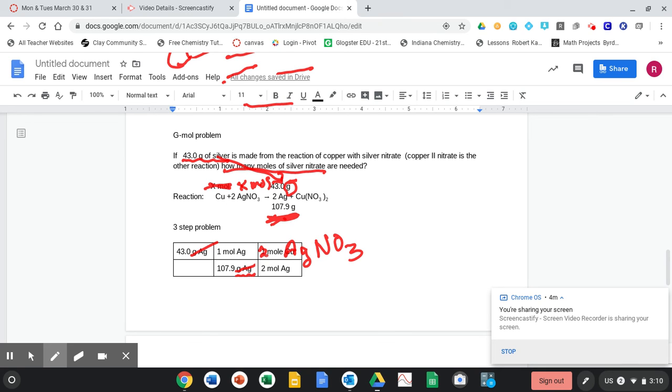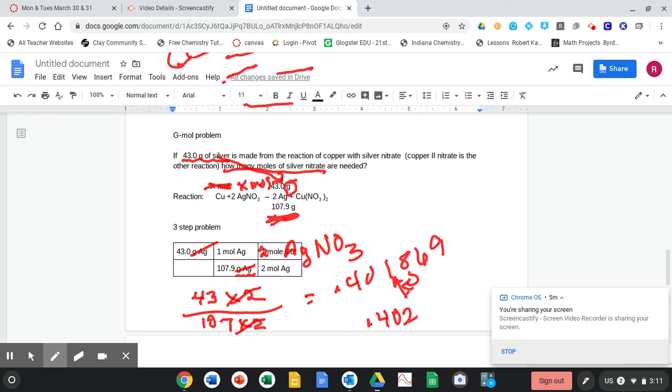So to calculate this, I am going to take 43 times 2 and divide this by 107 times 2. Well, I can just cross out the times 2's because I know 2 over 2 is 1. So I'm going to take 43 divided by 107. My 43 is actually 43.0, so I have 3 sigs working in the problem. And I get a calculator answer of 0.4018..., so here's the third sig. This is going to round it up. So my final answer is 0.402 moles of silver nitrate.